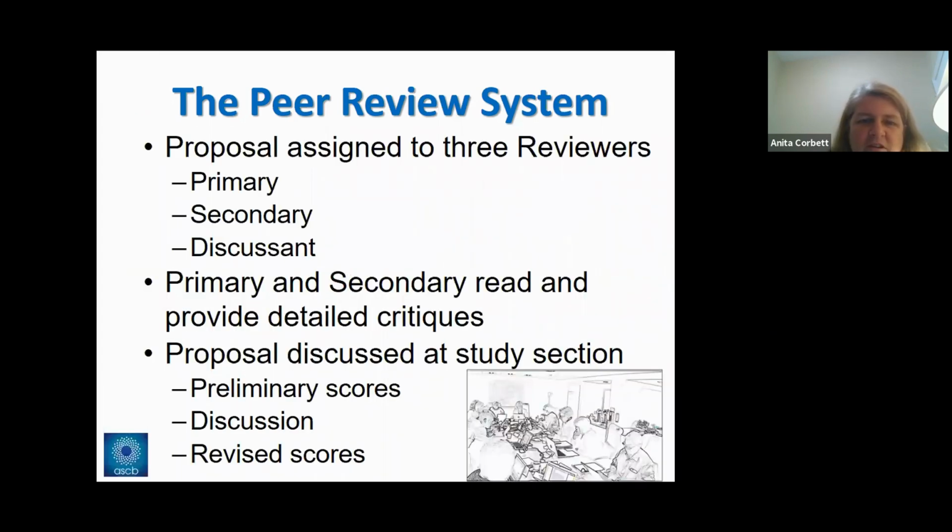And so that just is summarized here again with sort of the process of going to the 3 reviewers, that they're the ones who read it in detail. The process in the study section is the reviewers provide preliminary scores. They describe the grant, what are the strengths and weaknesses, people can ask questions, and then they return and revise the scores.